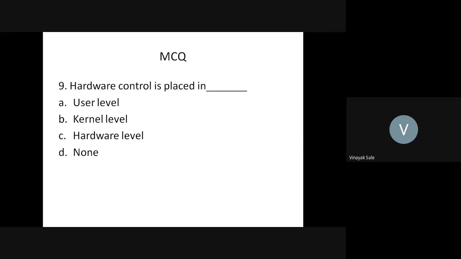Hardware control is placed in user level, kernel level, hardware level, or none. It is placed in kernel level.